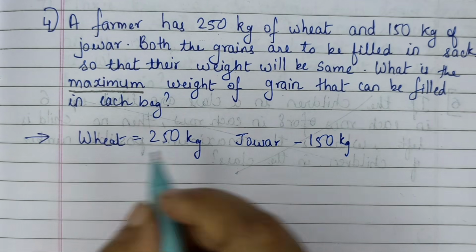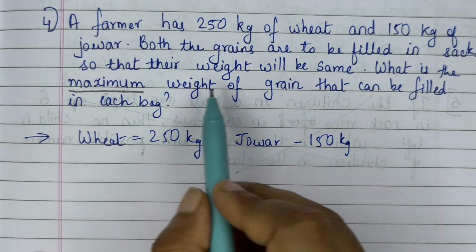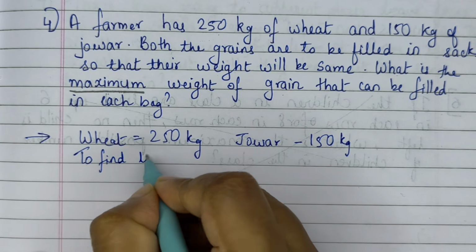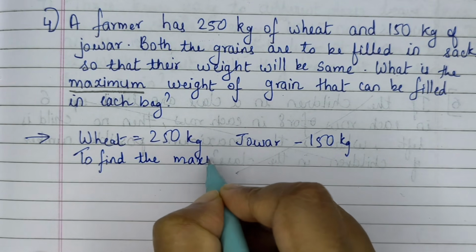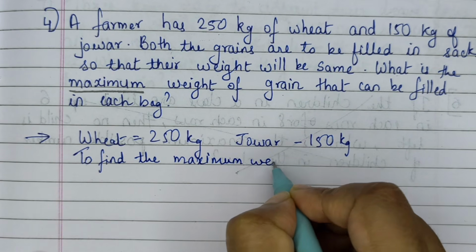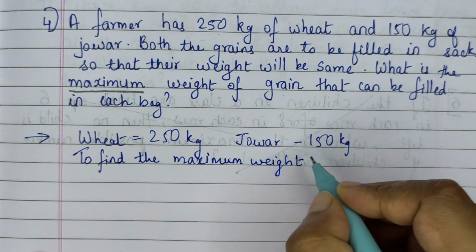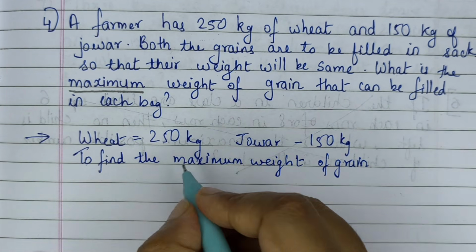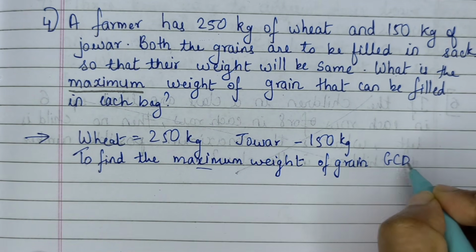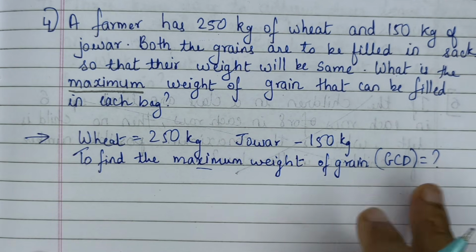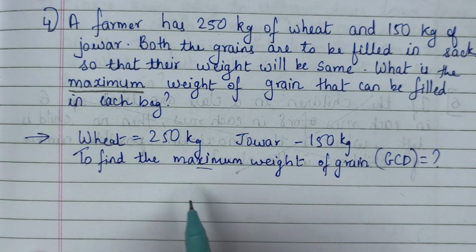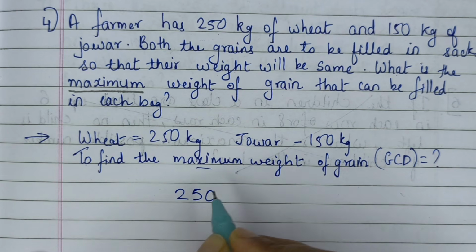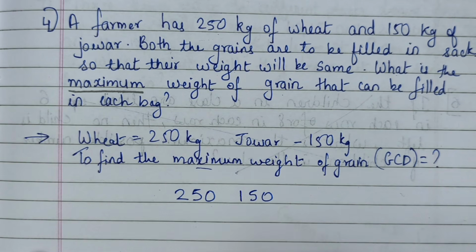What you have to find? You have to find the maximum weight of grain. Maximum weight of grain, that means what is that? Maximum means what I told you, maximum means GCD we have to find. Then you can find out the GCD of both the numbers. See here, 250 and 150.